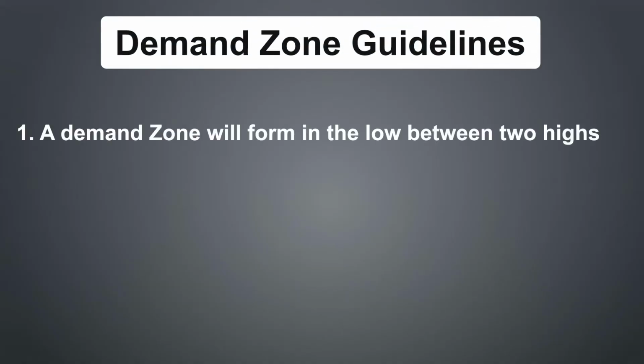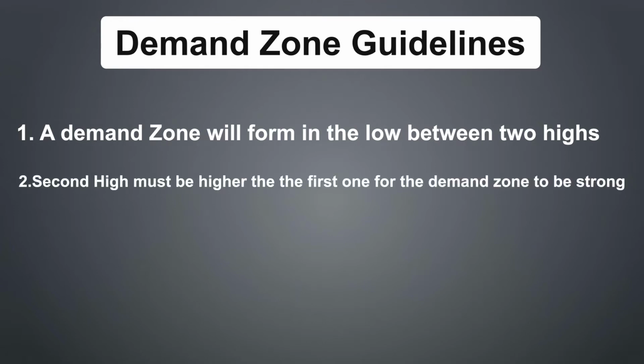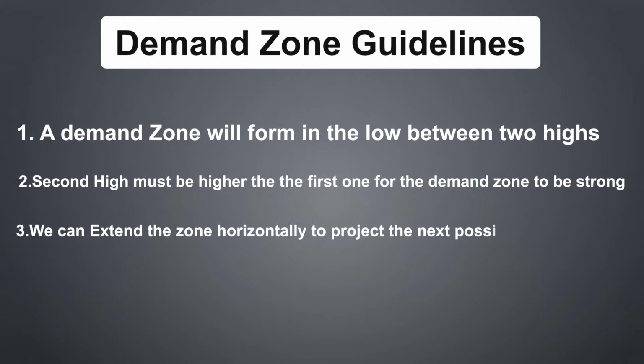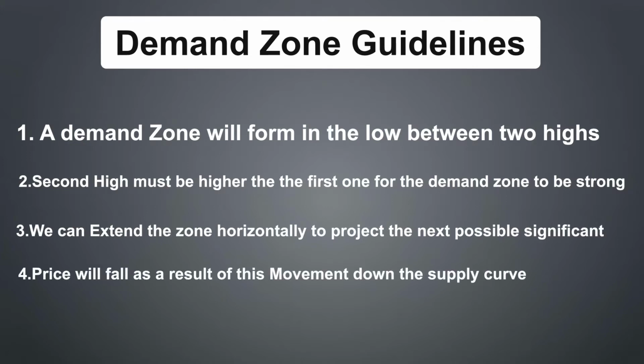There are certain guidelines for the demand zone. The demand zone is formed in between two highs. The second high must be higher than the first, so the demand zone is very strong. We can extend this zone horizontally to project the next possible significant level, and price will result in momentum down to the supply curve. Let us understand how the supply zone is formed.